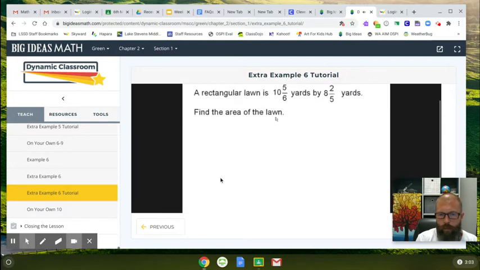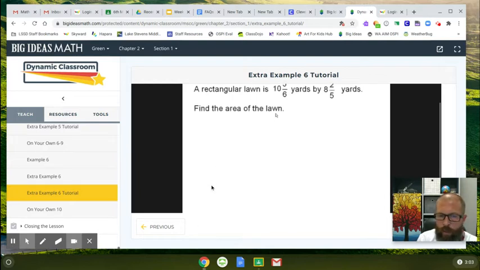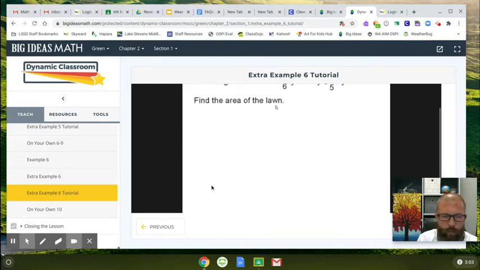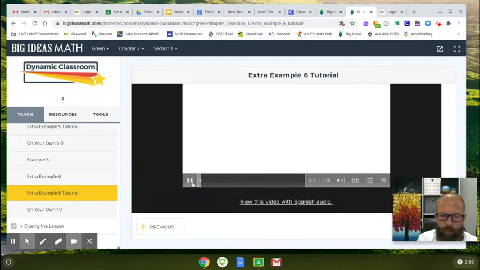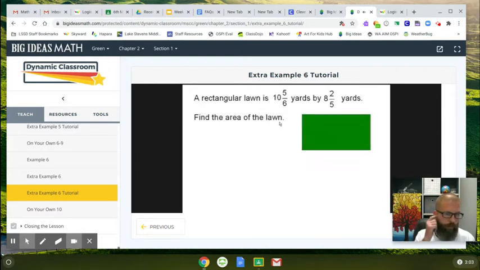First, let's draw a picture to represent our lawn. So we have a rectangle, and we can label it with the length and the width. Our length is 10 5/6 yards, and the width is 8 2/5 yards. Now that we have those two dimensions labeled, we can find the area of the lawn. Remember, to find the area of a rectangle, we have the formula that area A is equal to the length times the width.